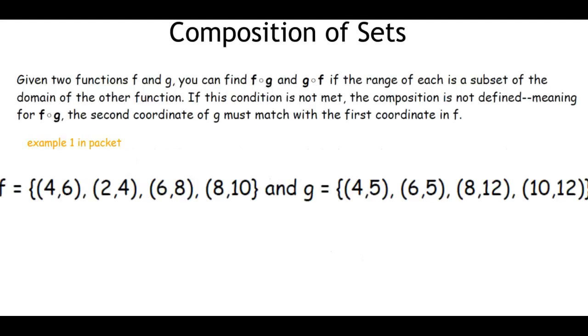All right, here we go with our first example. It is going to be composition of sets. Given two functions f and g, you can find f of g and g of f if the range of each is a subset of the domain of the other function. If this condition is not met, the function is not defined, meaning for f of g, the second coordinate of g must match with the first coordinate in f. This is example 1 in your packet.